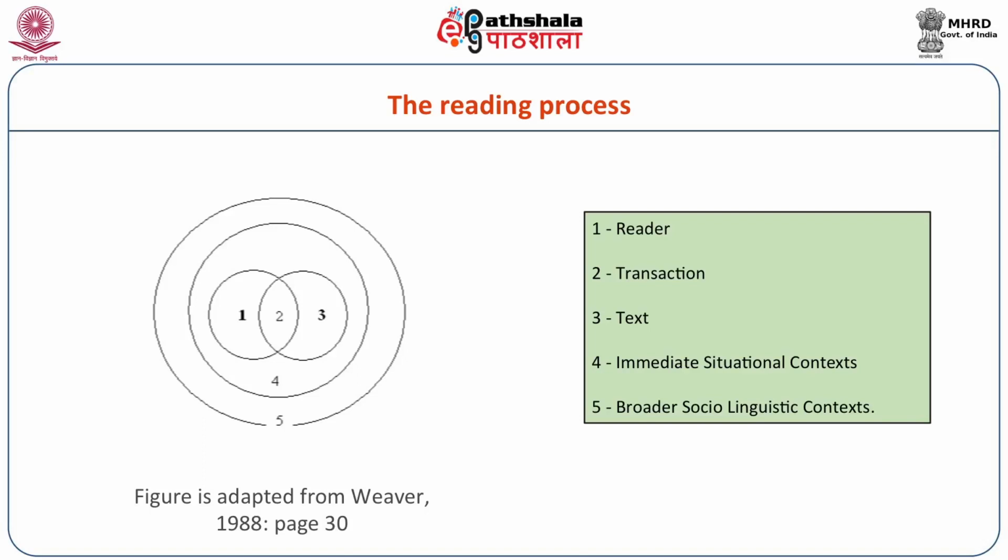When this happens, the outer circle, that is number 4, the immediate situational context is there, in which context the reader will understand the text. And at the 5th level, the broader socio-linguistic contexts are there. So that completes the reading process.